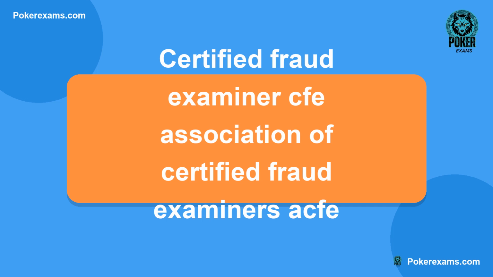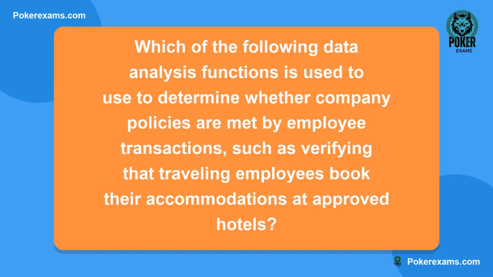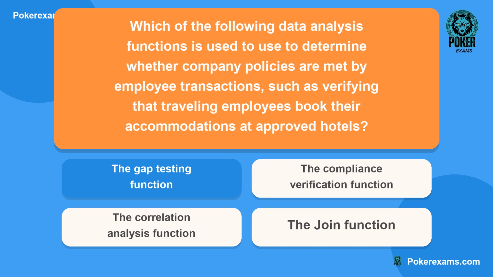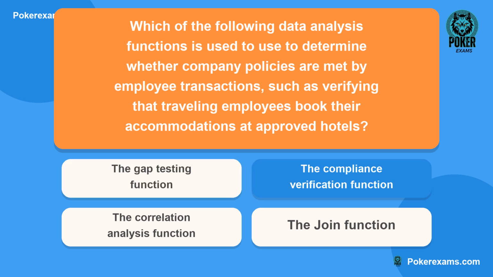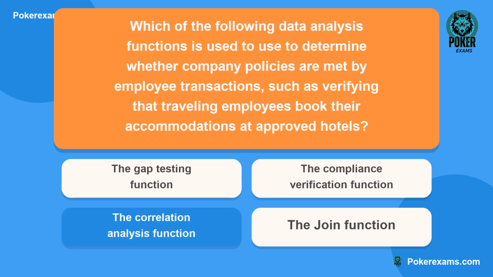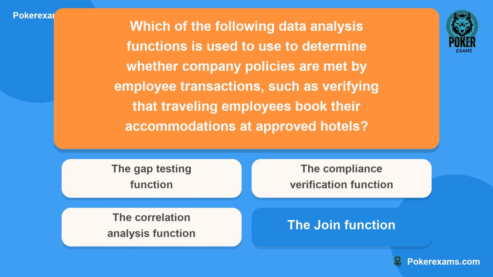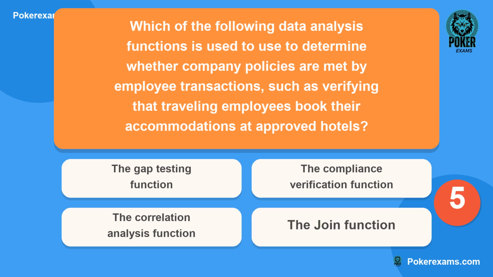Let's get started. Which of the following data analysis functions is used to determine whether company policies are met by employee transactions, such as verifying that traveling employees book their accommodations at approved hotels? Is it A, the gap testing function? Or B, the compliance verification function? Could it be C, the correlation analysis function? Or lastly, D, the join function?